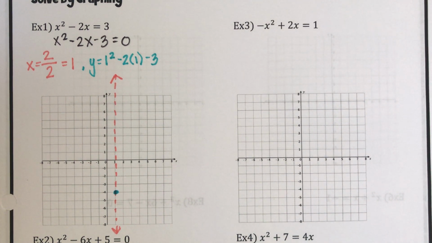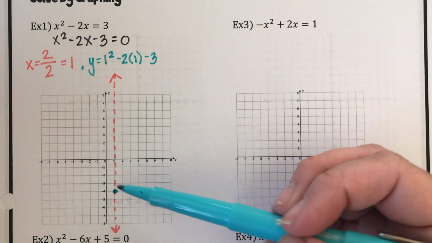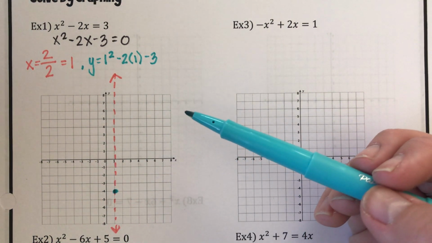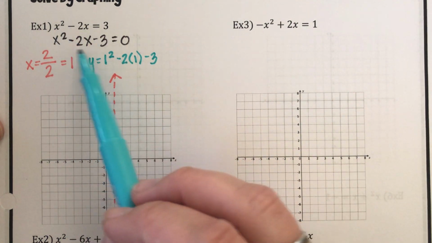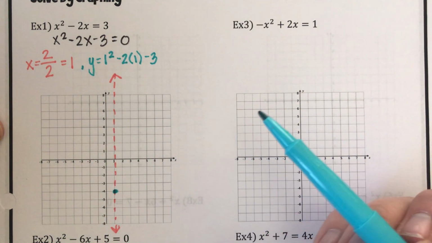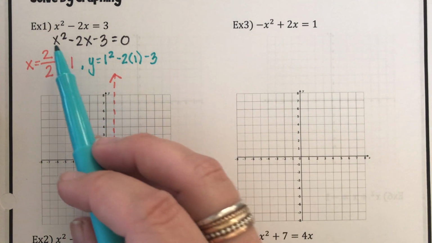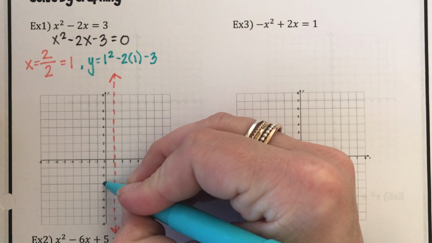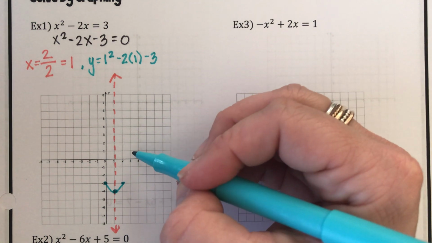Now I get to go about the business, right, of going to the left and to the right and plotting points. And what I'm looking for is the point where it crosses the x-axis. So let's put a 0 in here. 0 squared is 0. Minus 2 times 0 is 0. Minus 3 is negative 3. Okay, so there's the start of my parabola, but we're not quite up here yet.